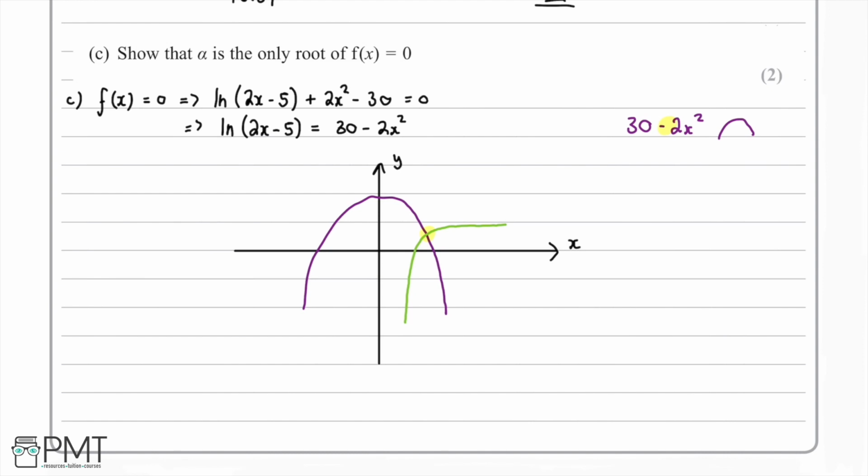So we'll just write this down. One point of intersection. And what this means is that there is only going to be one root. So that means that alpha is the only root. And therefore we have finished the question.